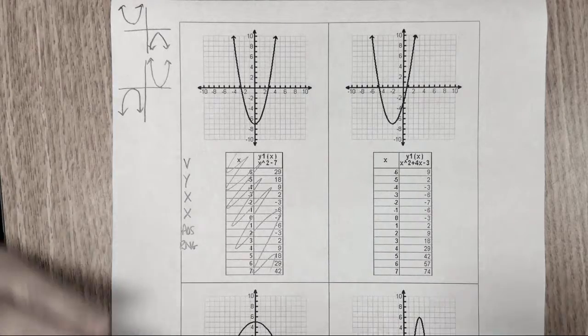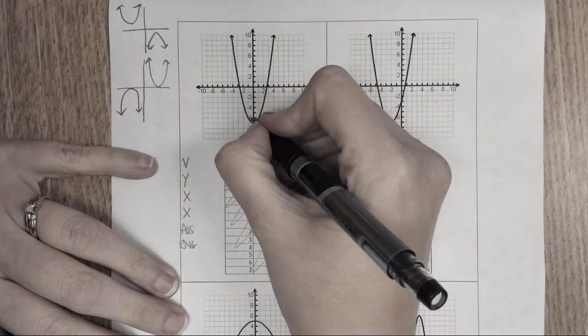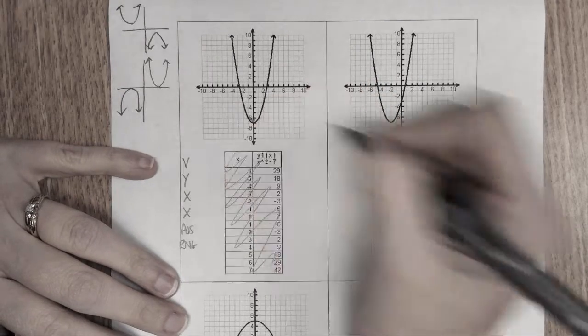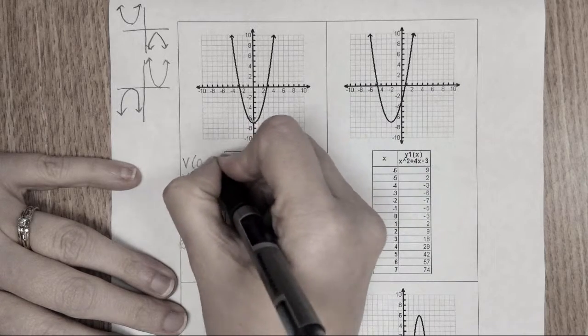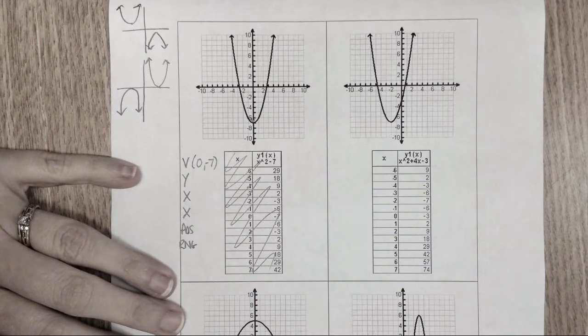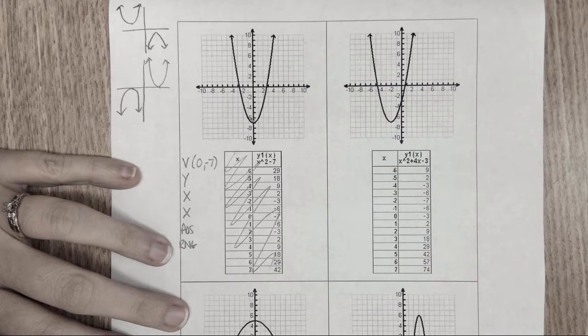Okay. So vertex is easy to find. The vertex is that turning point. I see my vertex right there. And when we write these down, as I talked about in class, I want you to always write them down as ordered pairs. There's a very specific reason for this.